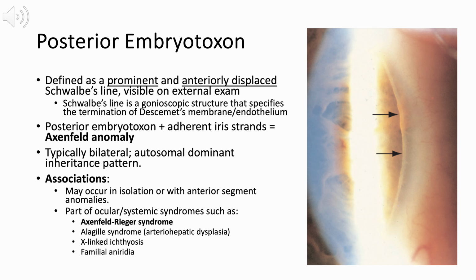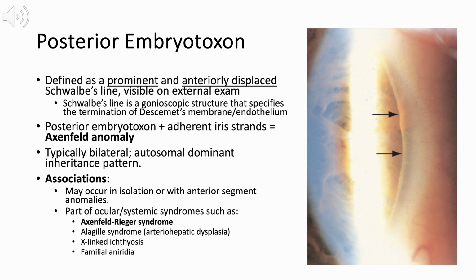Posterior embryotoxin is an embryologic anomaly that is defined as a prominent and anteriorly displaced Schwalbe's line, which is visible on external examination. Schwalbe's line is a gonioscopic finding that represents the peripheral termination of Descemet's membrane. However, when displaced so anteriorly that it is seen near the limbal cornea, this defines posterior embryotoxin. The image on the right illustrates the classic appearance of posterior embryotoxin.